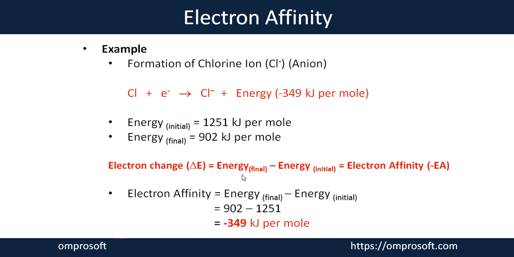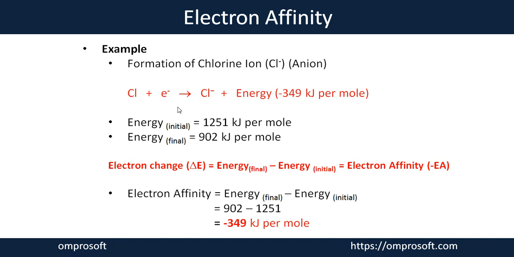Here we mention the energy at the final state and the energy at the initial state. If you take the difference between the two, you get the value of electron affinity. Here the final value is less and the initial value is more. That's why this value comes with a negative sign. It's 349 kilojoule per mole.